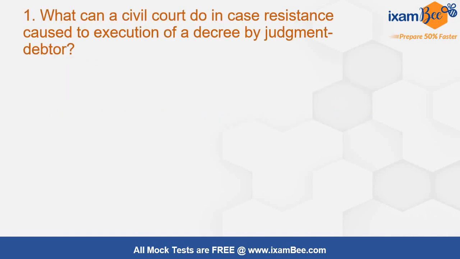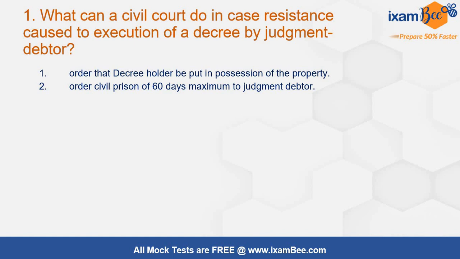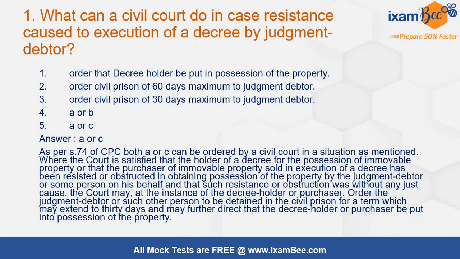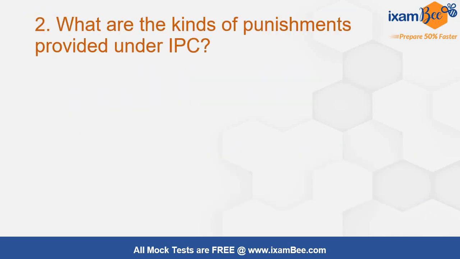First question: what can a civil court do in case resistance is caused to execution of a decree by the judgment debtor? A, order that the decree holder be put in possession of the property. B, order civil prison of 60 days maximum to the judgment debtor. C, order civil prison of 30 days maximum to the judgment debtor. Options: A or B, A or C. And the answer is A or C. Section 74 of CPC talks about this concept. 30 days civil prison can be given, or an order directly can be given that the decree holder be put in possession of the property. Execution is an important topic.